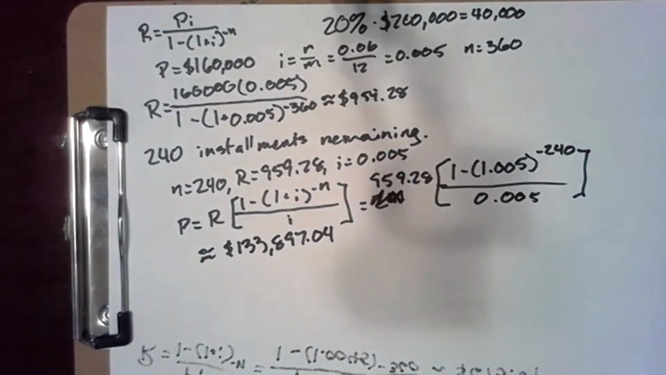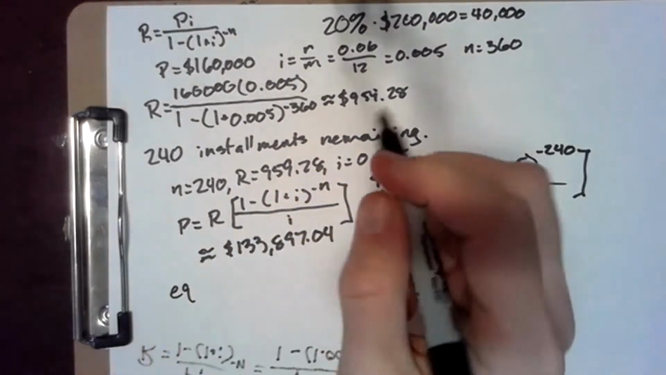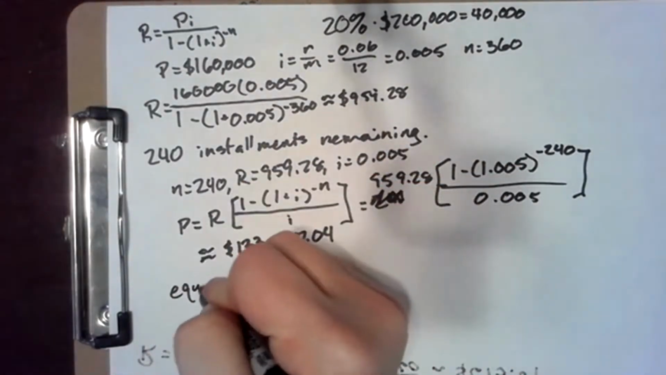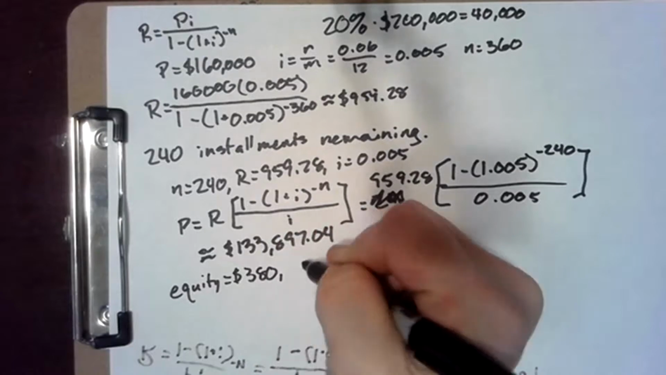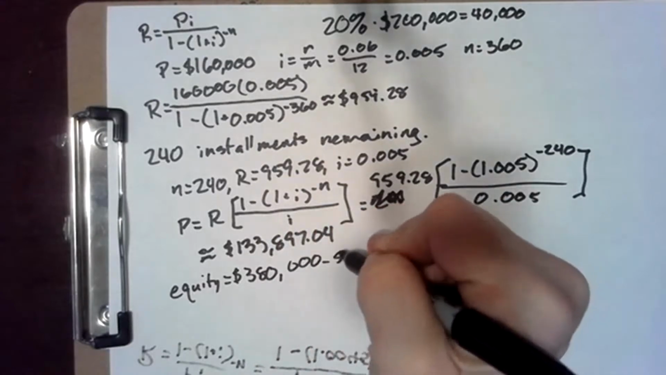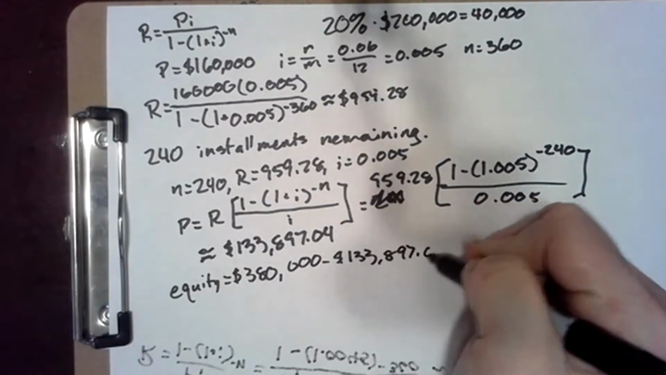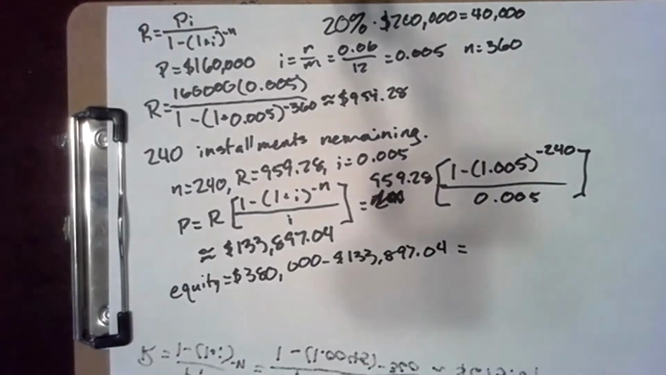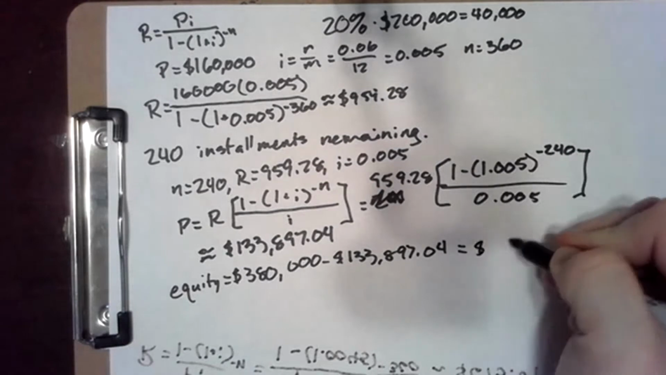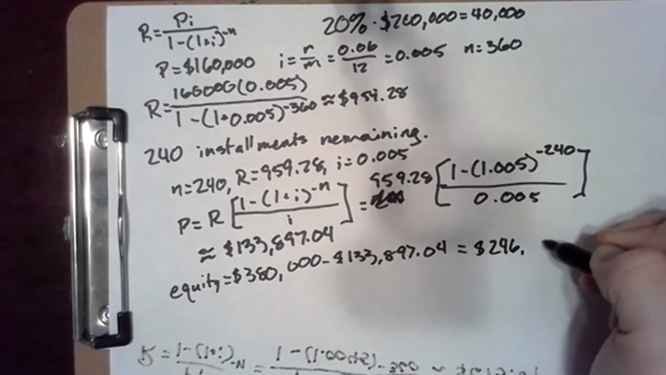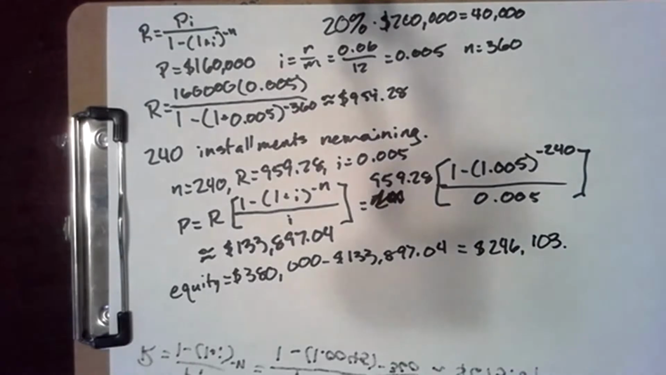Therefore, Teresa and Raul have an equity of $380,000 minus $133,897.04, which is $246,103 approximately. Moving on to our next problem.